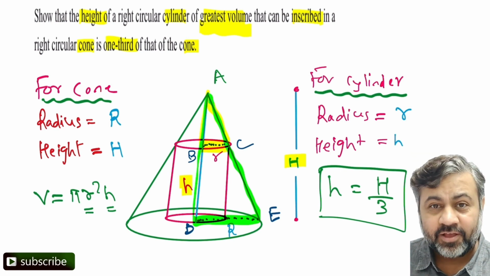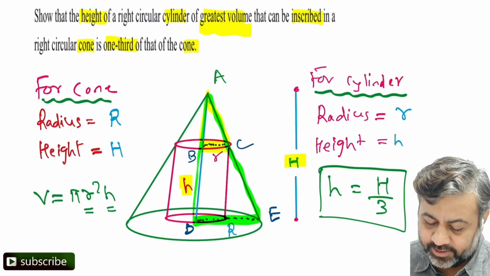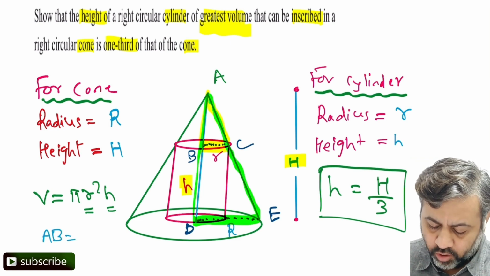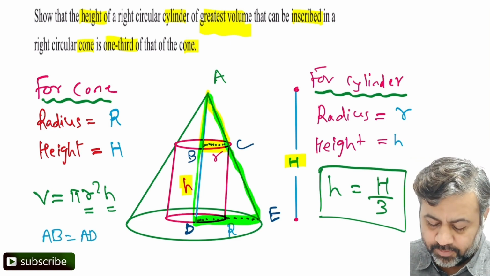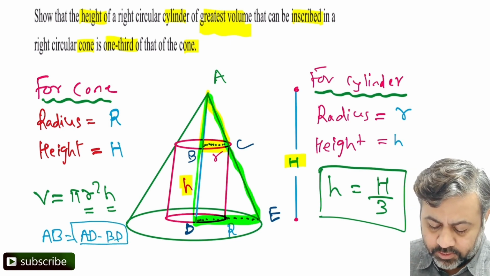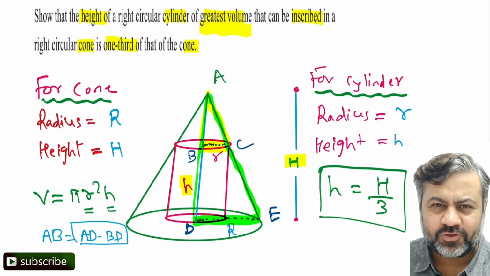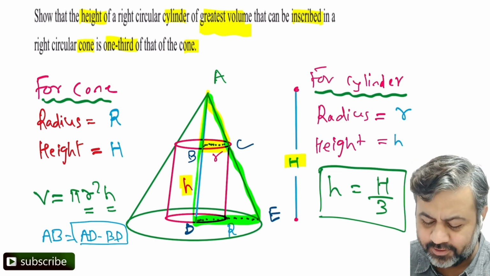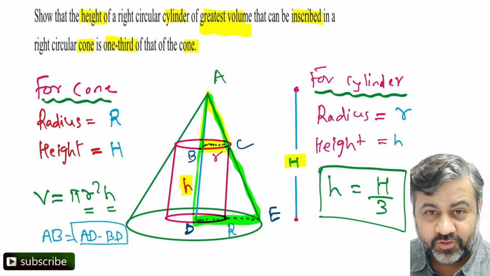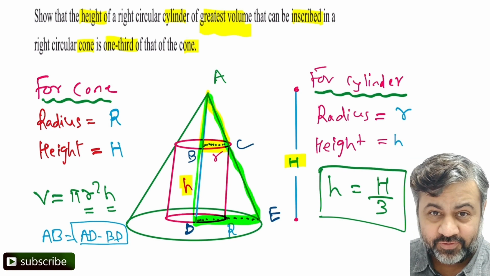So what is the height of the triangle ABC? AB. Okay, the height of triangle ABC is AB, but if you observe, A to B is nothing but A to D minus B to D. Why am I saying something like this? Because AD is the height of the cone and BD is the height of the cylinder. This is a basic thing which you need to understand very nicely.